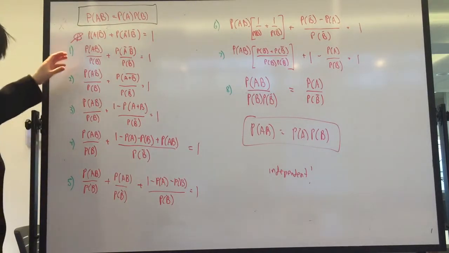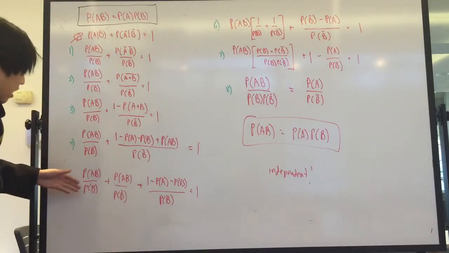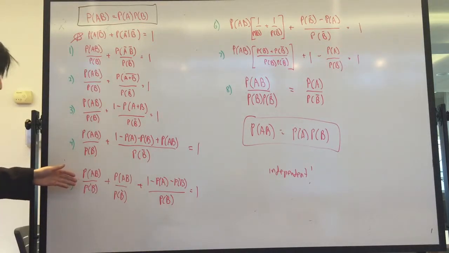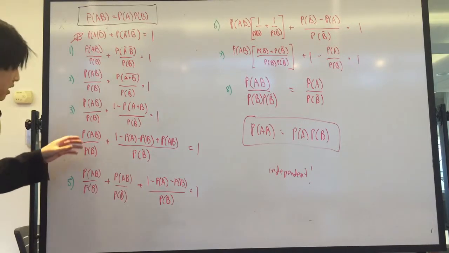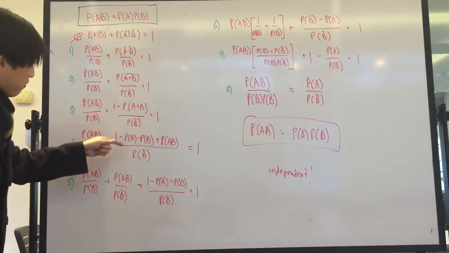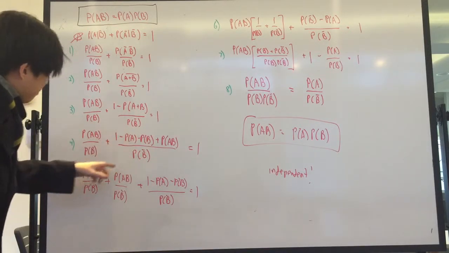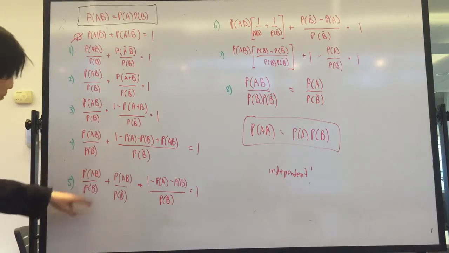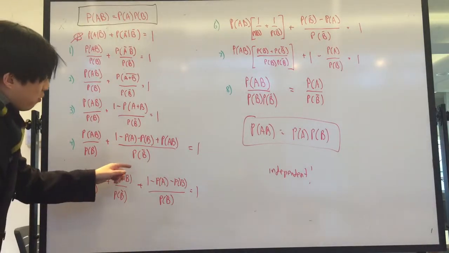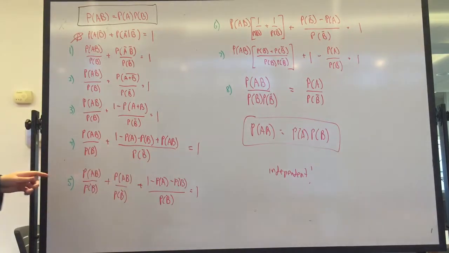So the probability of AB over the probability of B has just been copied down because we haven't used it. Now we can take the last part of the second part of line 4, the probability of AB divided by the probability of B bar. We can take that out and put it here, and we're left with 1 minus the probability of A minus the probability of B all over the probability of B bar is equal to 1.